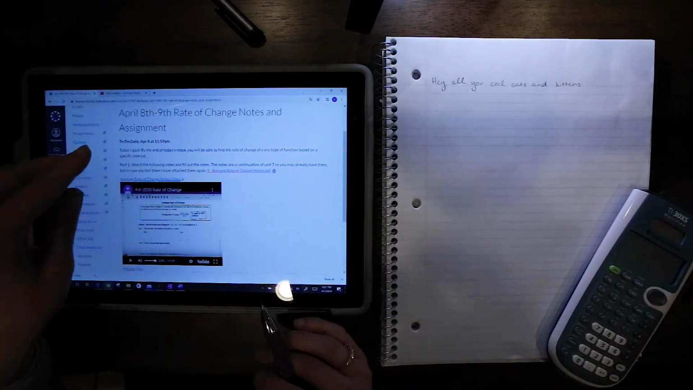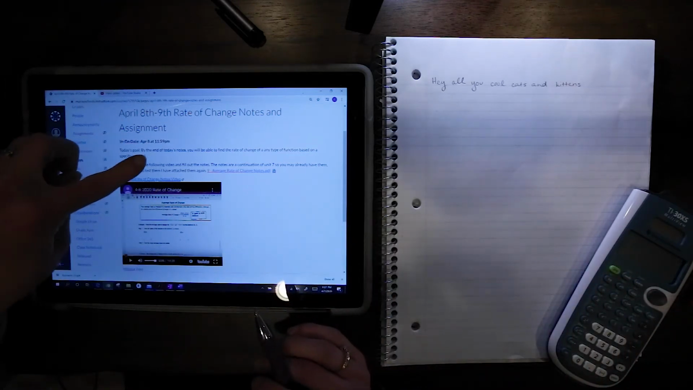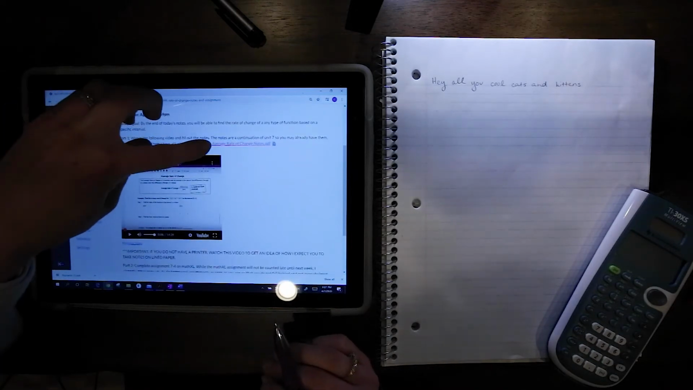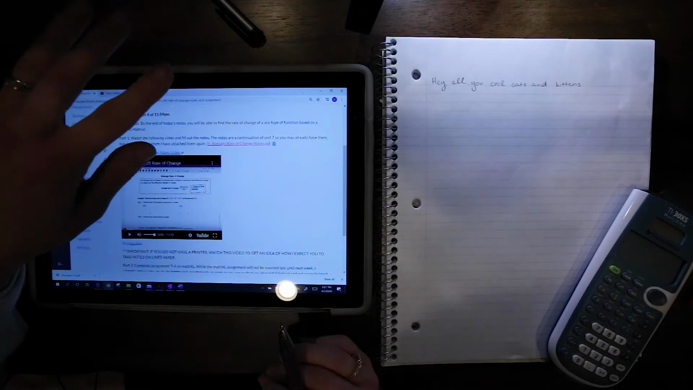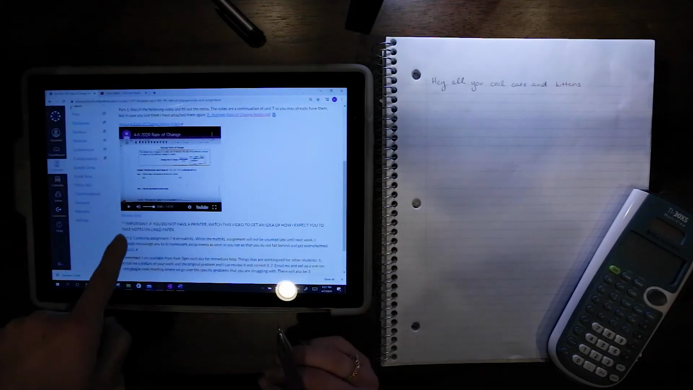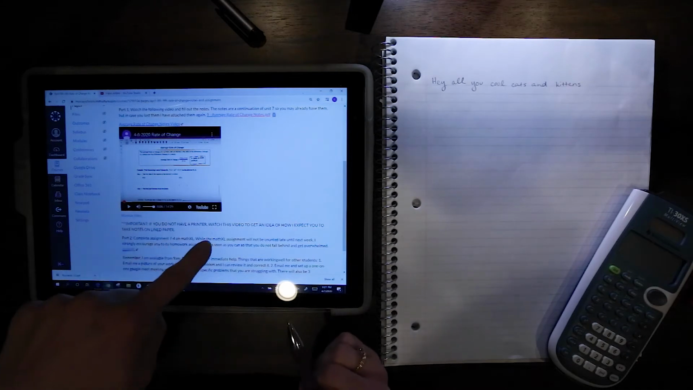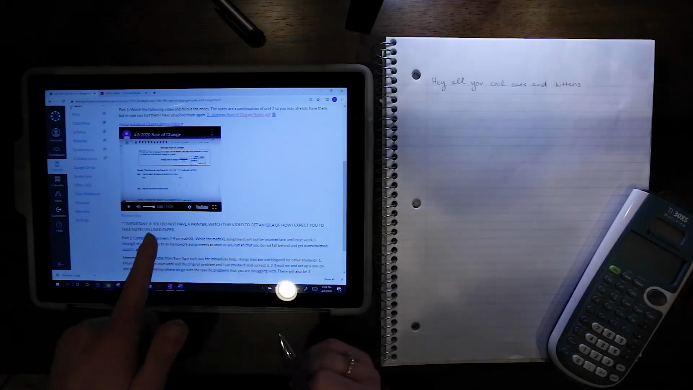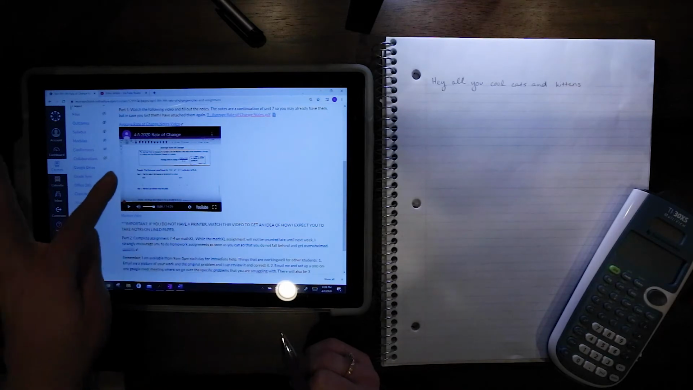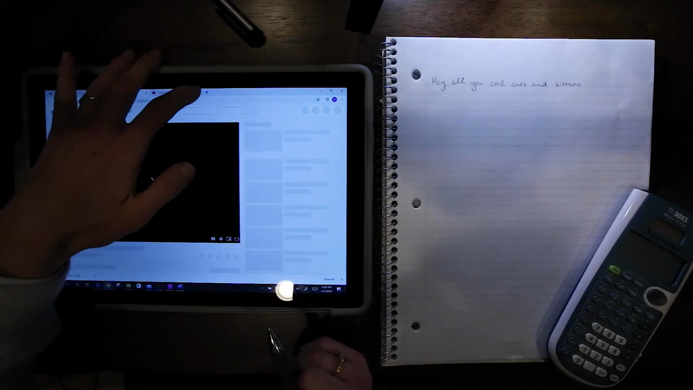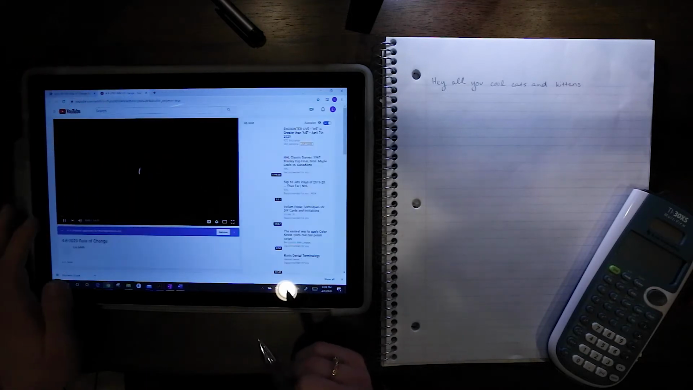So I'm going to go onto Canvas here, and this is the April 8th and 9th assignment for today. You'll notice that you have a hyperlink here that's going to pull you up to the notes if you could print them. But if you can't, notice it says important. If you do not have a printer, watch this video to get an idea of what I expect you to do on paper. So I'm going to go ahead and click on the YouTube link that's going to pull up the notes for the day.